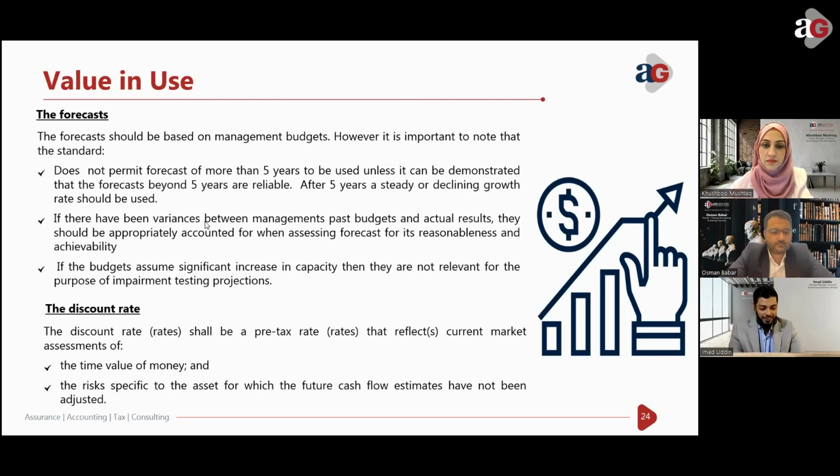The discount rates. The discount rate shall be a pre-tax rate that reflects current market assessment of the time value of money and the risk specific to the asset for which the future cash flow estimates have not been adjusted. This is very important because whenever we make a DCF model, be it a simple business valuation model or a value in use model, we can either take certain risks inside the cash flow projections or we can incorporate those risks in the discount rate.